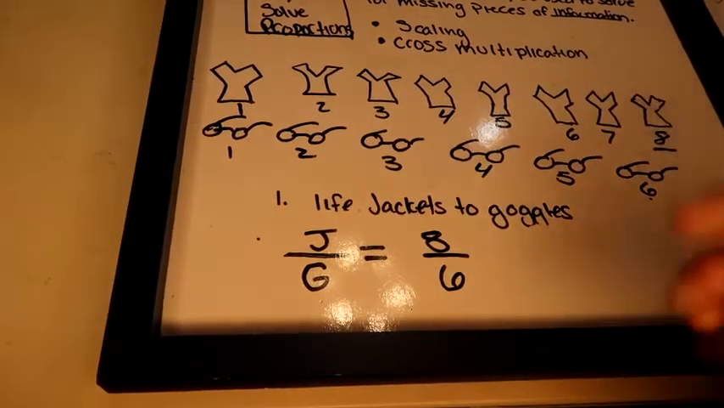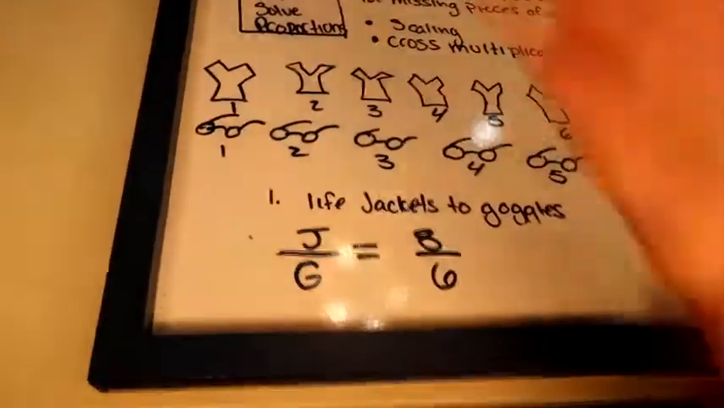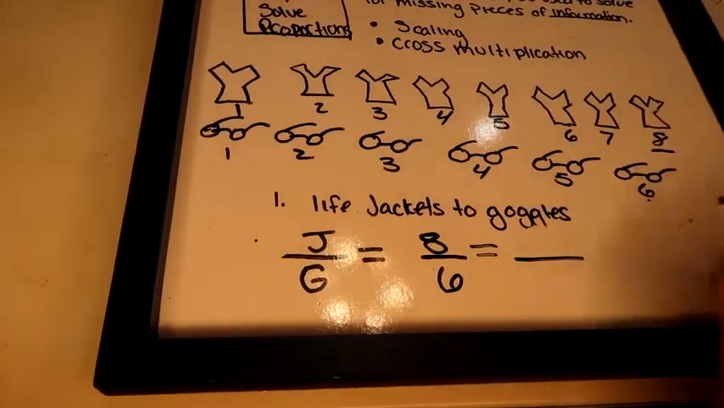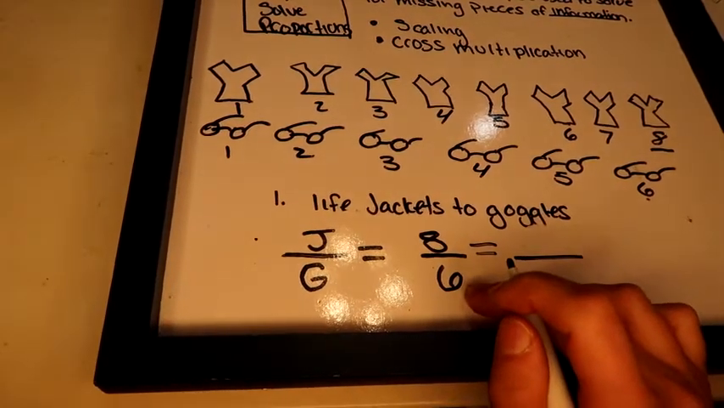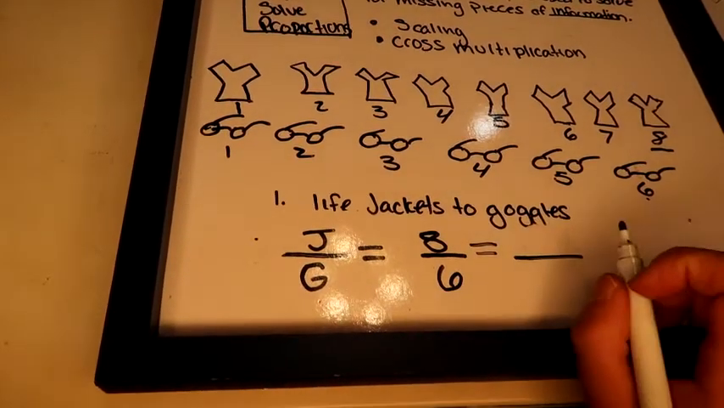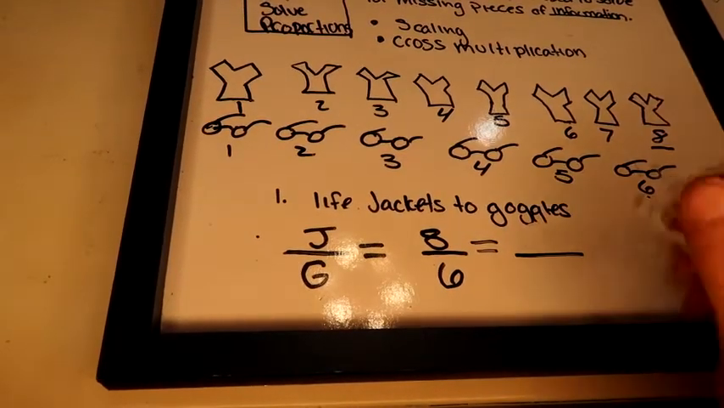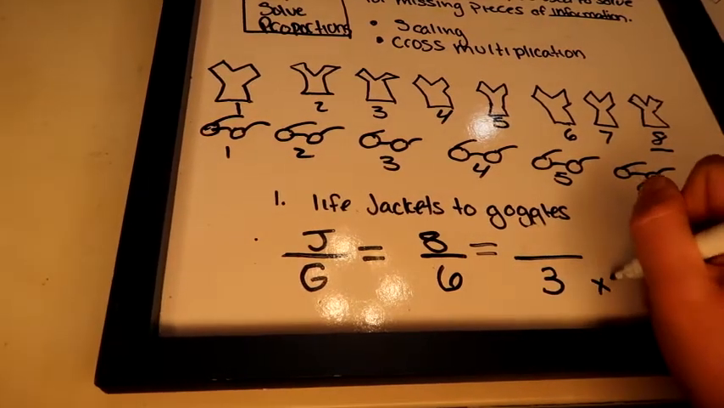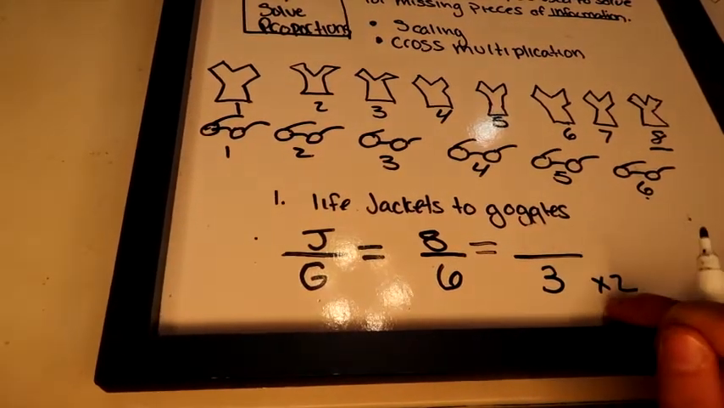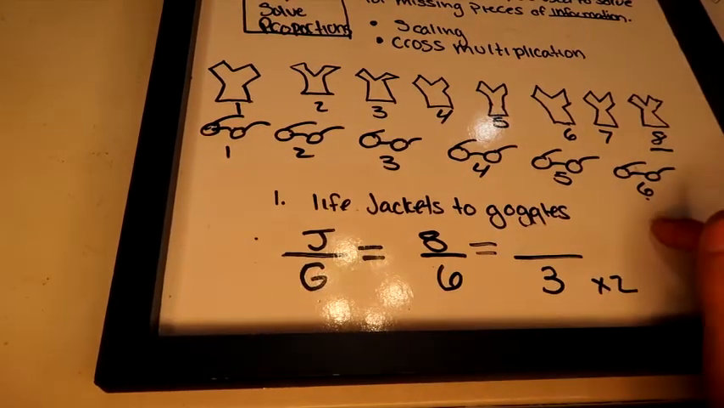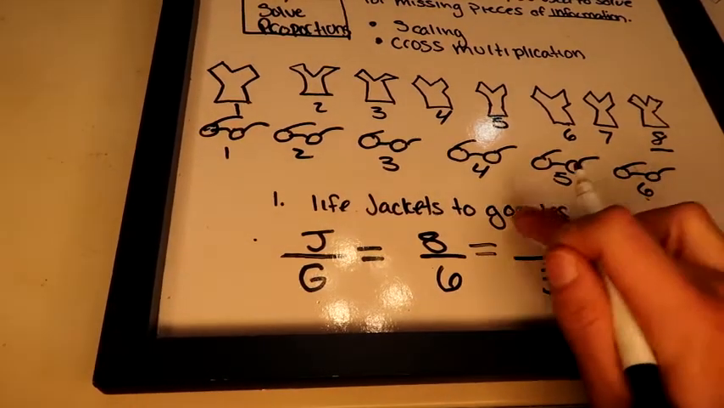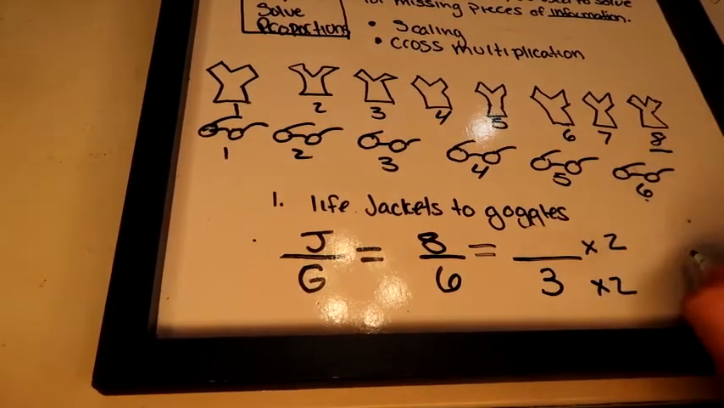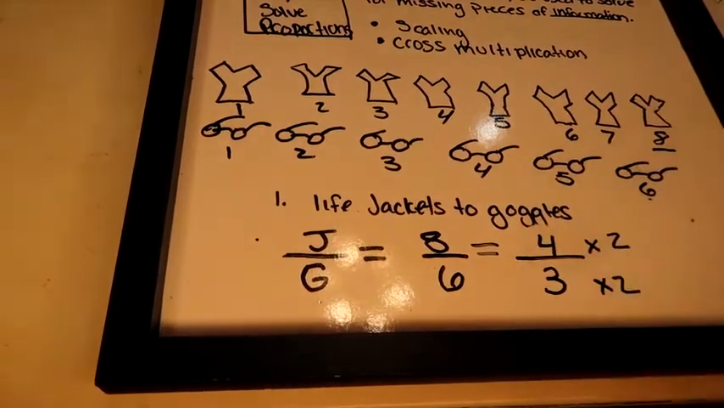So let's just check it out. Piece of plastic junk. Draw your bar. 2 times something gives me 6. 2 times what gives me 6? 3. 3 times 2 equals 6. 2 times something gives me 8. If you guessed 4, you're correct.